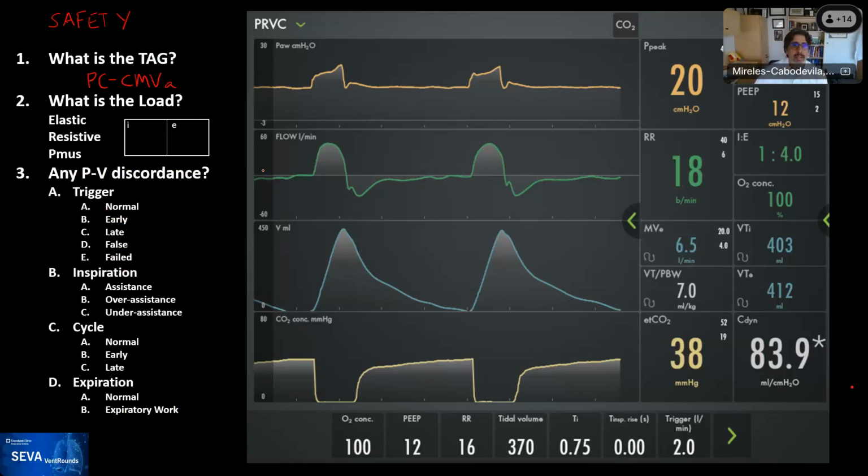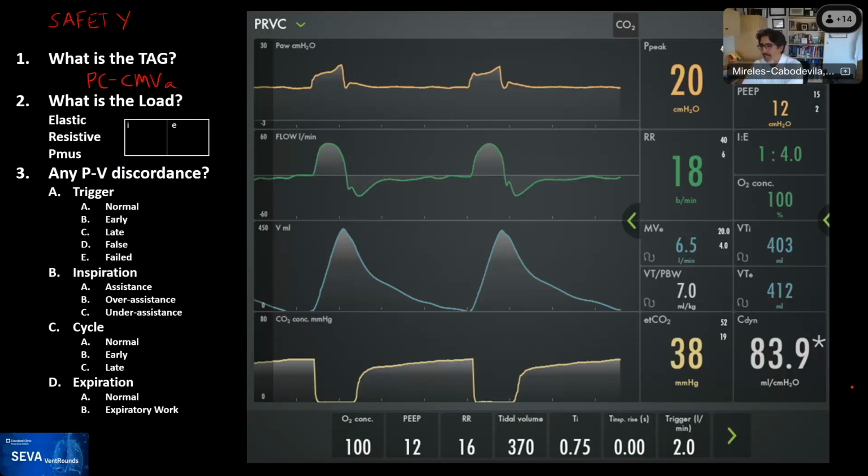CMVA, and there are some features on this image that can guide you that this is pressure control. The first one is, if you just look at the flow waveform, it doesn't look anything geometric. And the pressure waveform tries to be a square, recognizing that the ventilators cannot deliver a beautiful square waveform when there's Pmus there, because they cannot control pressure as well as they can control flow. But that's one of the markers. The tidal volume is pretty identical between the two of them, but there's a little bit of variation. So it's definitely pressure control.